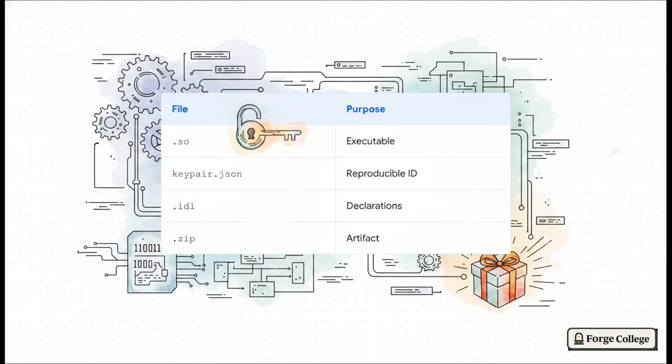So what exactly goes into that package? Well, these are the essential artifacts your script absolutely must produce. You've got your .so file, that's the compiled executable binary, then the program keypair.json, which is what guarantees that reproducible program ID. You also need the IDL file, mapping out accounts and instructions for any client applications. And finally, the release zip itself. Anyone who downloads that zip file essentially holds the entire DNA of your program.